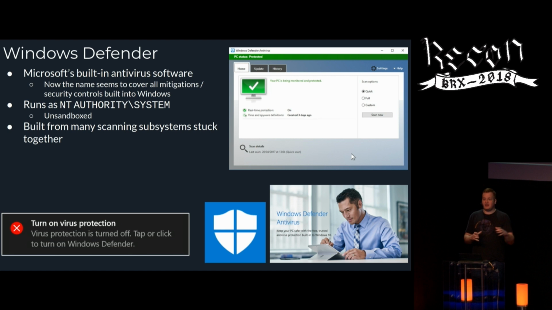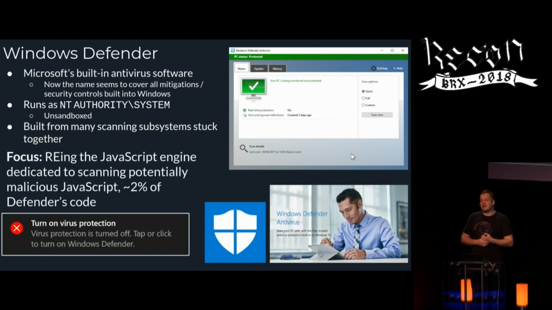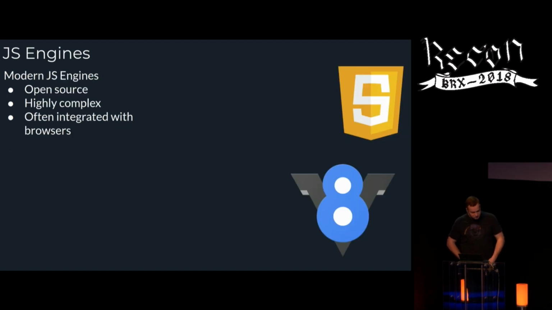And it's built from a bunch of scanning subsystems. This presentation just hones in on the JavaScript subsystem and the scanning routines for JavaScript, which is about 2% of the total code within Defender. It is absolutely massive. I think 11 megabyte large DLL, 45,000 functions. We're just looking at this 2% that is the JavaScript engine.